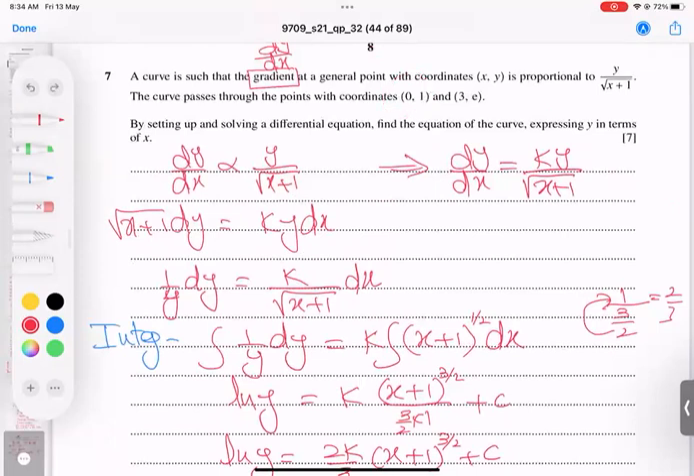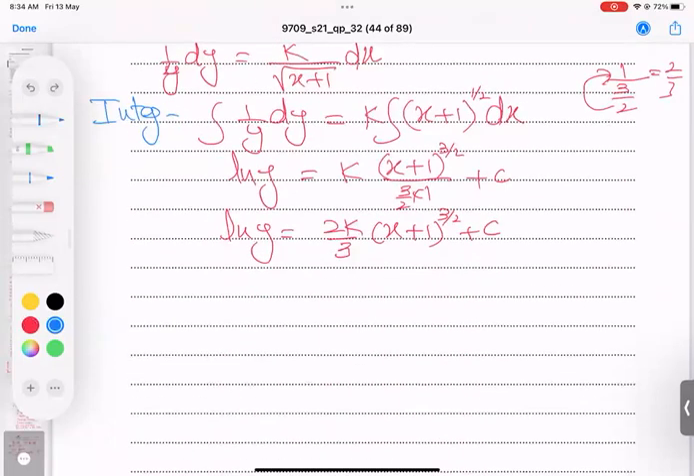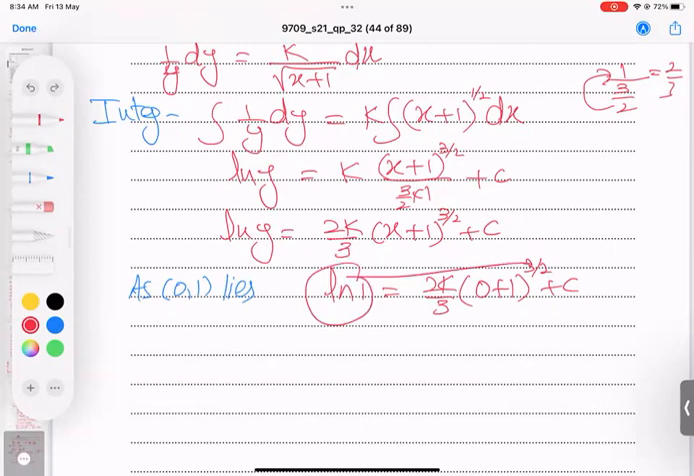Now, the tough task of putting in the values comes. First of all, 0, 1. So you write that 0, 1 lies on the curve. So 1 will go in the place of y. I'm going to show you. So log of 1 equals 2k by 3 times 0 plus 1 to the power 3 by 2 plus c. ln 1 is 0. So this is 0, this is okay. Ultimately, I'm getting 0 equals 2k by 3 plus c.